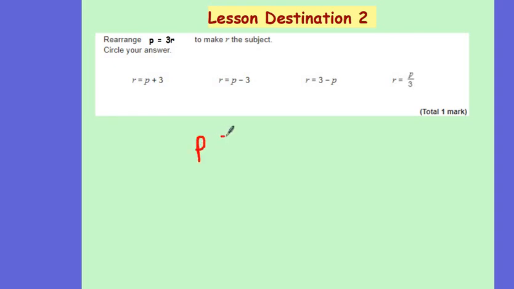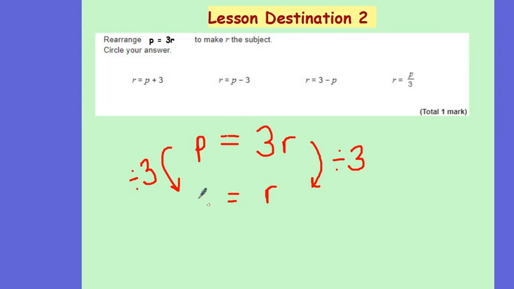Right, let's go through it. I've got P is equal to 3 lots of R. I want to get R on its own. To do that, I need to divide both sides of my equation by 3, which leaves me with P divided by 3 equals R, or R is equal to P divided by 3.